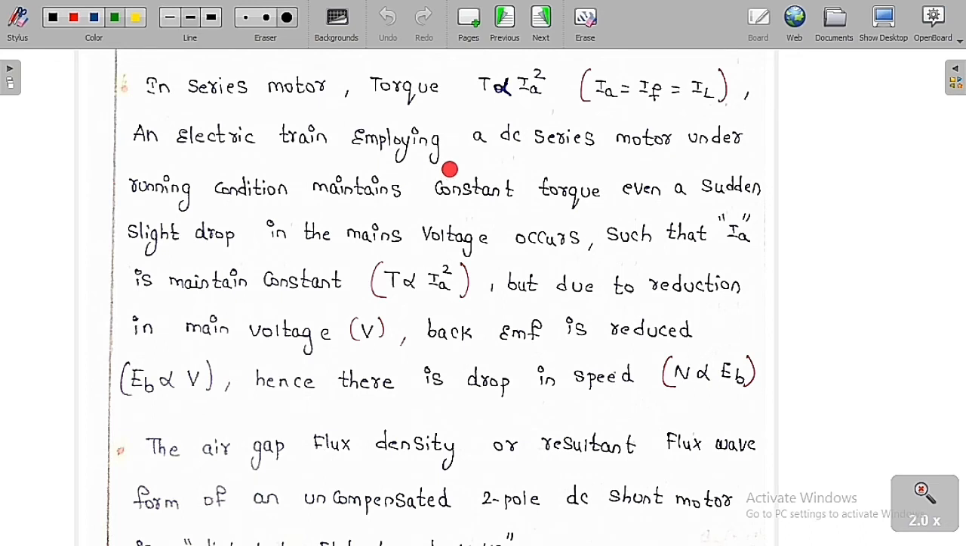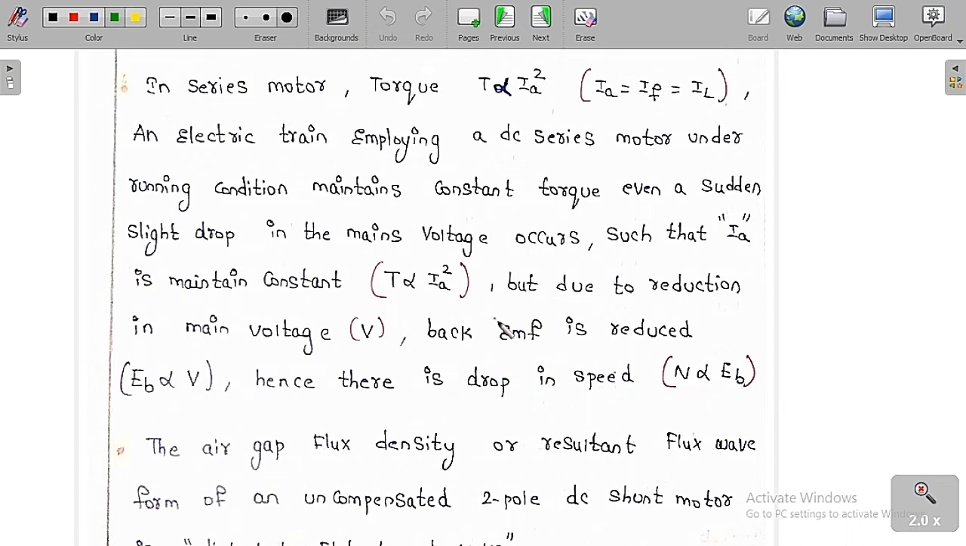Then, an electric train employing a DC series motor under running conditions maintains a constant torque even if a sudden slight drop in the mains voltage occurs. See, basically what I'm trying to say is, whenever a sudden drop in voltage occurs, even then the torque will always be constant, such that IA is maintained constant. So torque is always proportional to IA square, and even if there is a sudden drop in voltage, the torque will still be constant. As the torque is constant, IA will always be constant. But due to reduction in the mains voltage V, back EMF is reduced. Hence there is a drop in the speed because N is proportional to EB.